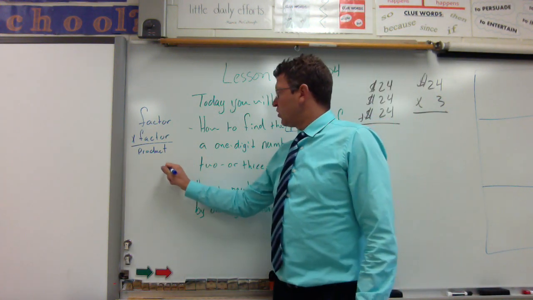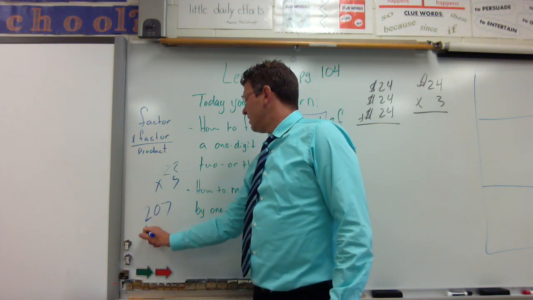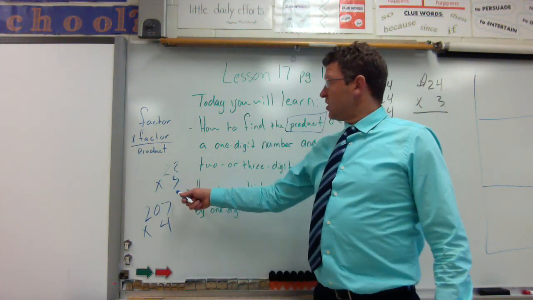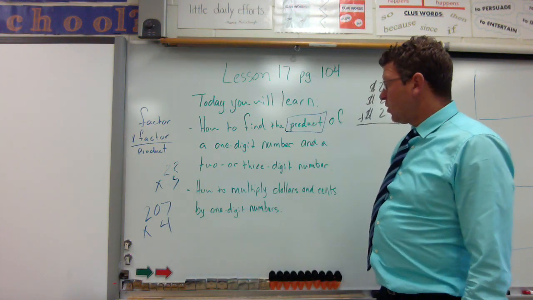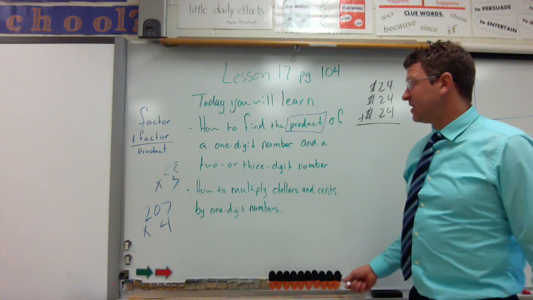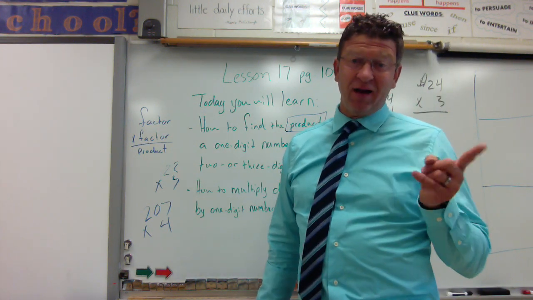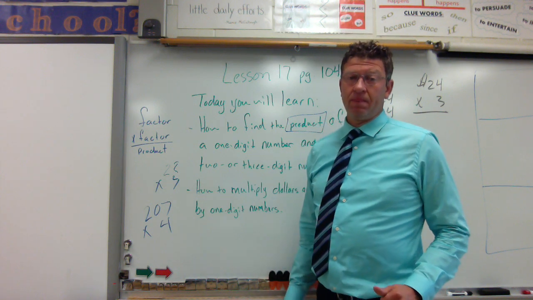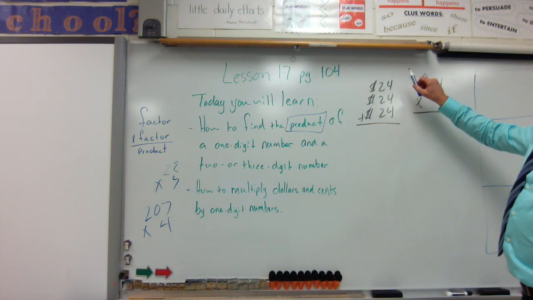So in other words, you're going to take 22 times 3, or you can take 207 times 4, a 1-digit number times a 2-digit number, and a 1-digit number times a 3-digit number. We're also going to learn how to multiply dollars and cents by a 1-digit number. And that's pretty easy. All you got to do is remember, make sure you have a dollar sign and a decimal point.